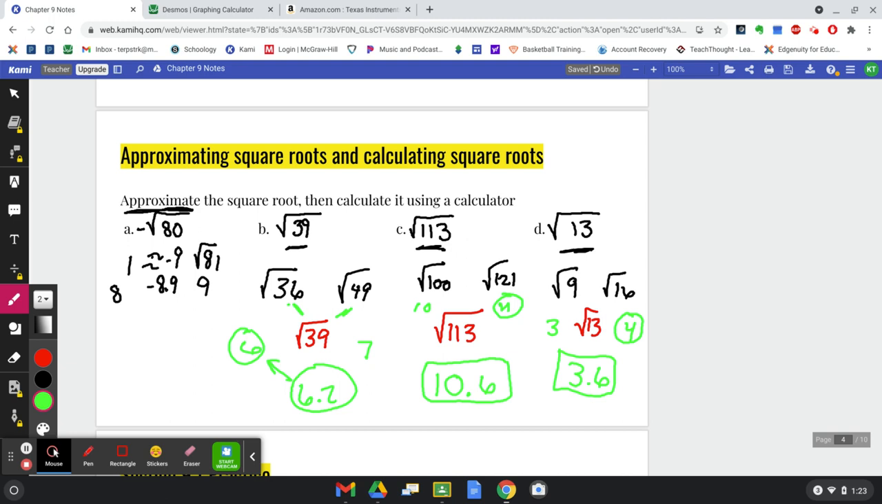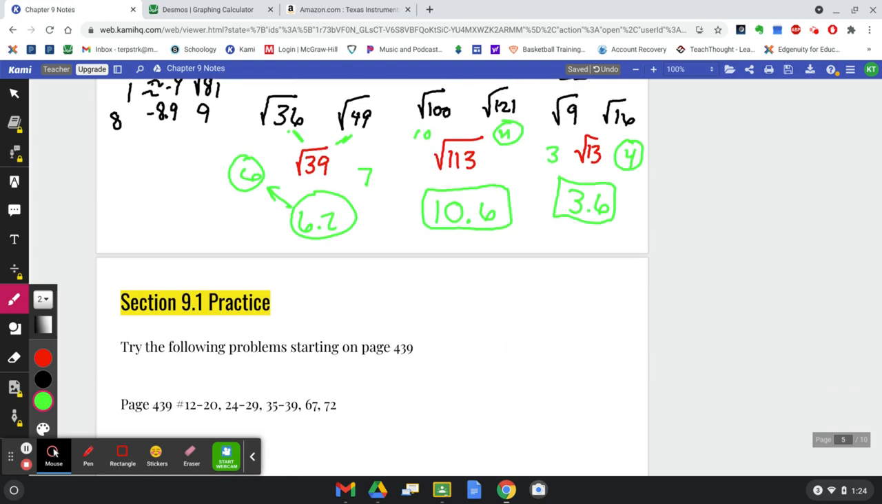Which one is it closer to? And then using your calculator, right? And that's very important to be able to find that function, because I don't know exactly what the square root of 39 is unless I use my calculator. All right, I can approximate it, but I don't know exactly unless I use my calculator.